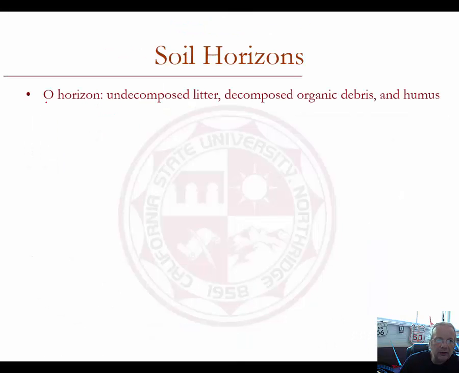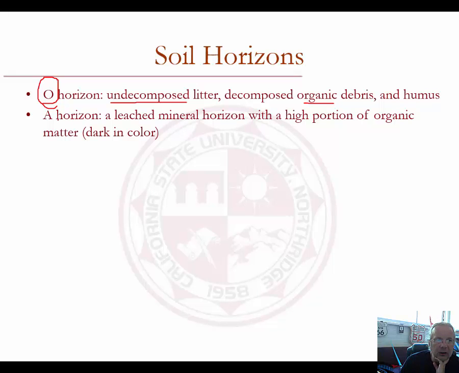So at the top is the O horizon, and O comes from really organic. It's where a lot of the dead plants and occasional dead animals are undecomposed yet, and is generally a very dark layer. The A horizon, just below it, I should say, has some of the leached material with a high proportion of the organic material that has been decomposed, and it's also a very dark layer.